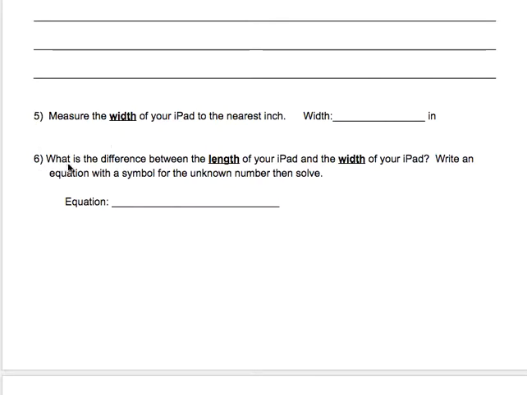Number 6, what is the difference between the length of your iPad and the width of your iPad? Write an equation with the symbol for the unknown number, then solve. Write your equation on the line and solve below. Press pause until you have finished finding the difference between the length of your iPad and the width of your iPad.